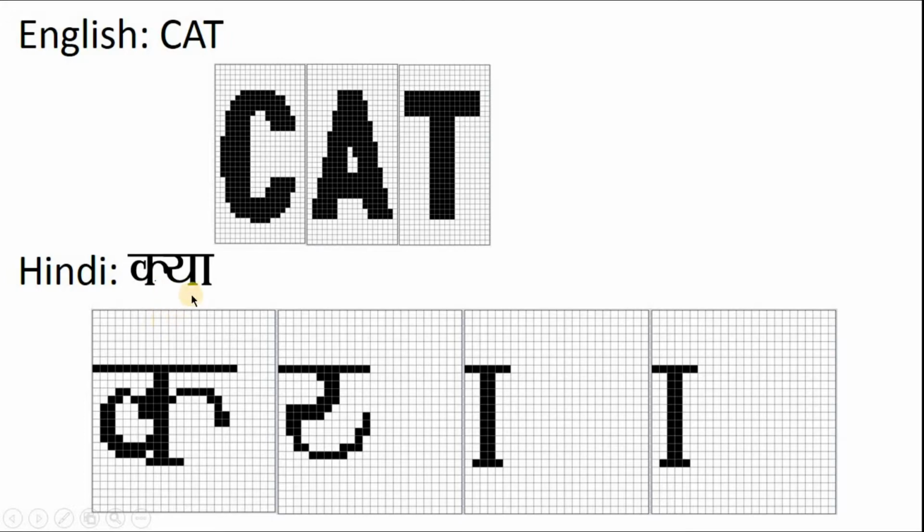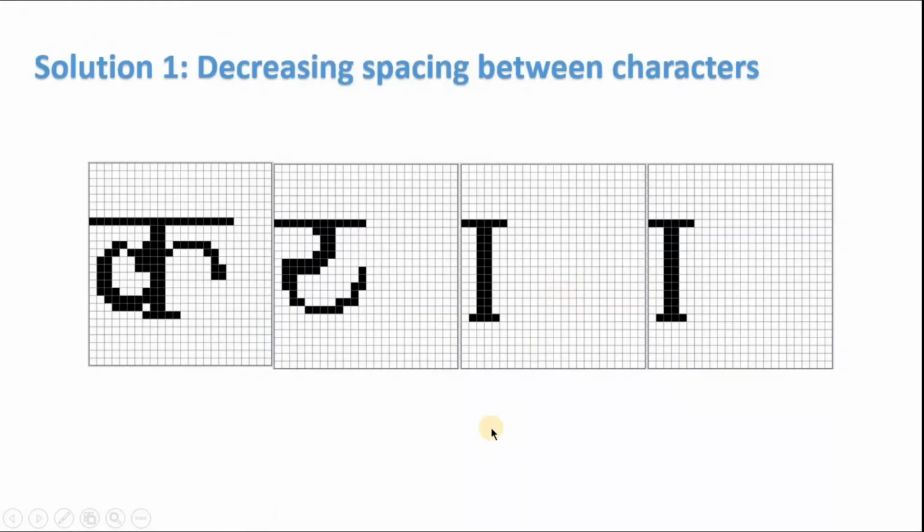See this word, it is made from K, Y, A and A. If we print this on OLED, that will print like this. If we use same method that was used for printing English characters, so this is how it will be printed, and we are not expecting this. Solution for this is decreasing space between characters.